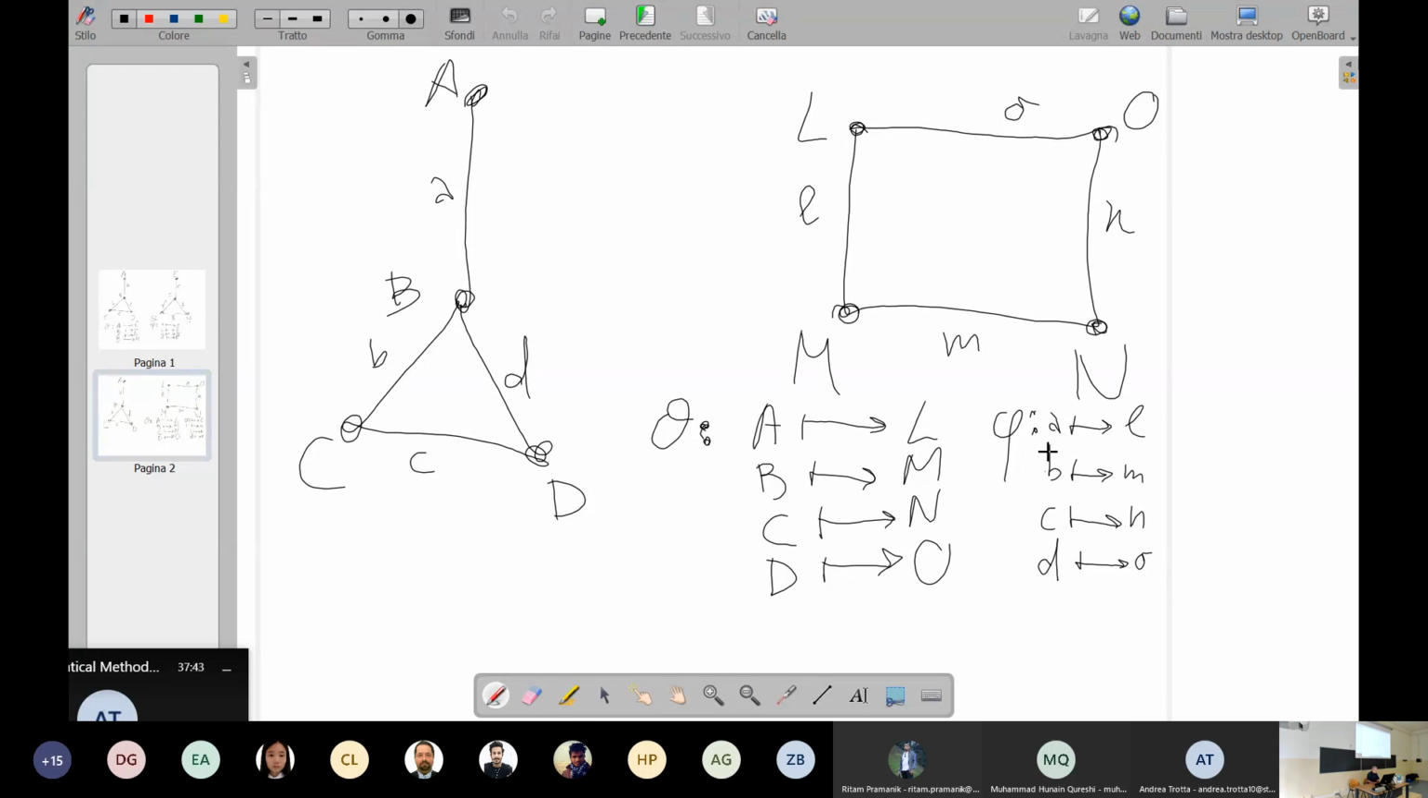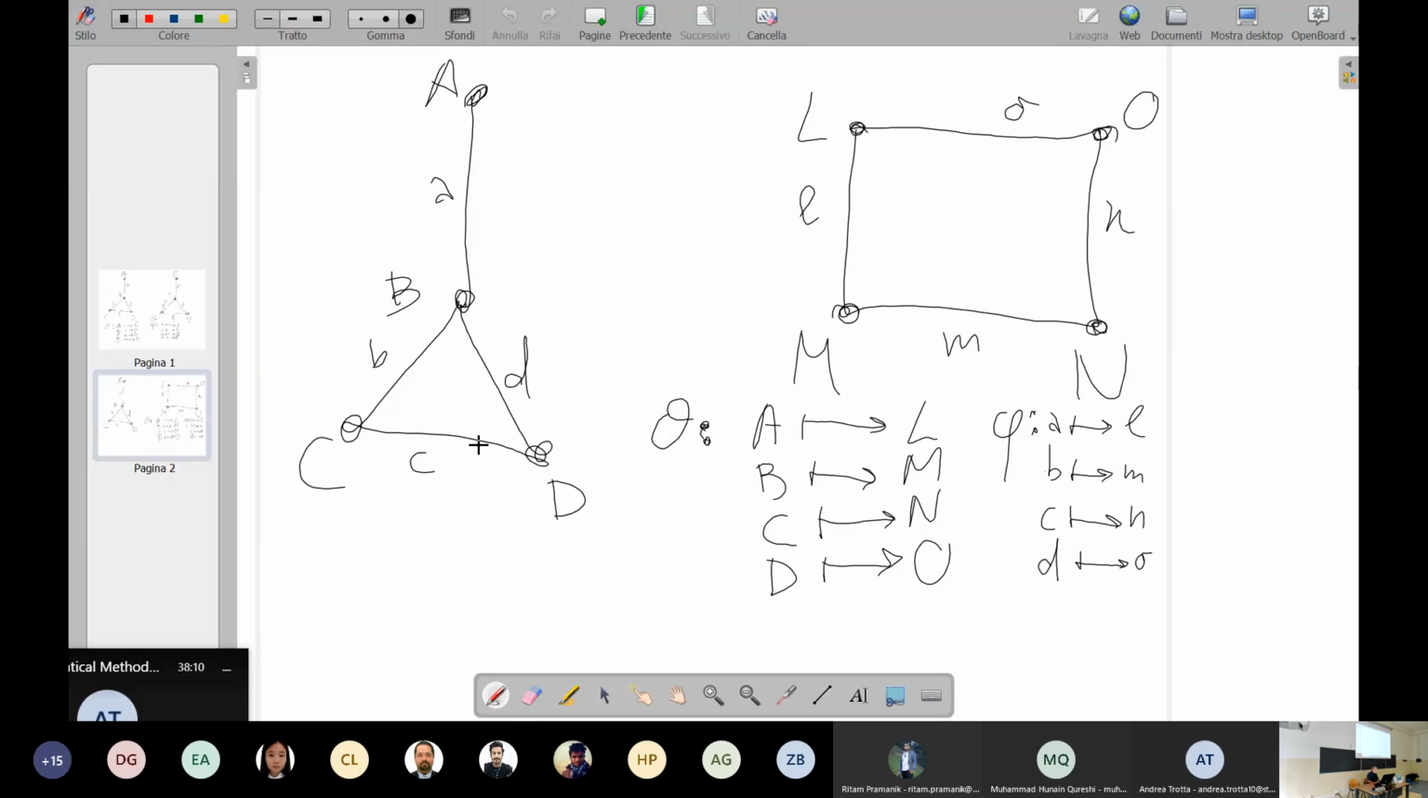Okay, so let's take small b. This edge has small m in correspondence. What are the ends of small b? Capital B, capital C. What are the ends of small m? Capital M, capital N. Oh, how good. These are exactly what we were expecting.